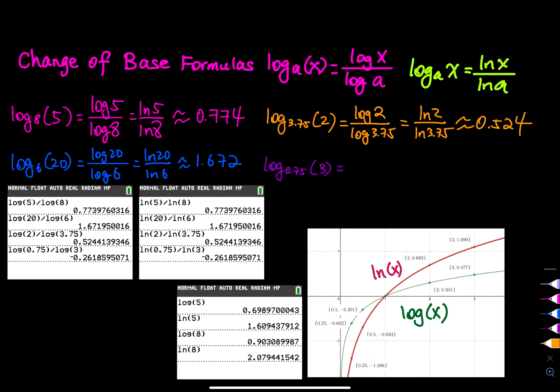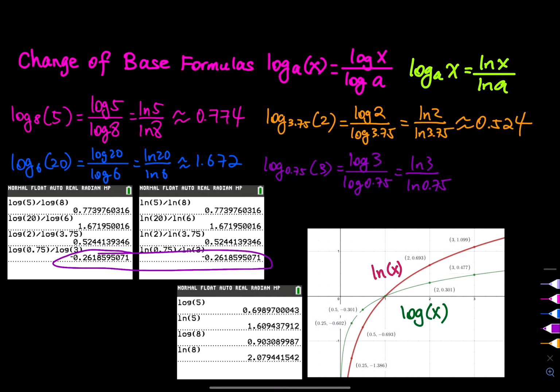And then the last one, log base 0.75 of 3. All right, so this is log 3 divided by log of 0.75, and for ln, that would be ln 3 divided by ln 0.75. According to the last line, that is approximately equal to negative 0.262. Now, how come every single result is positive, but this one is negative?